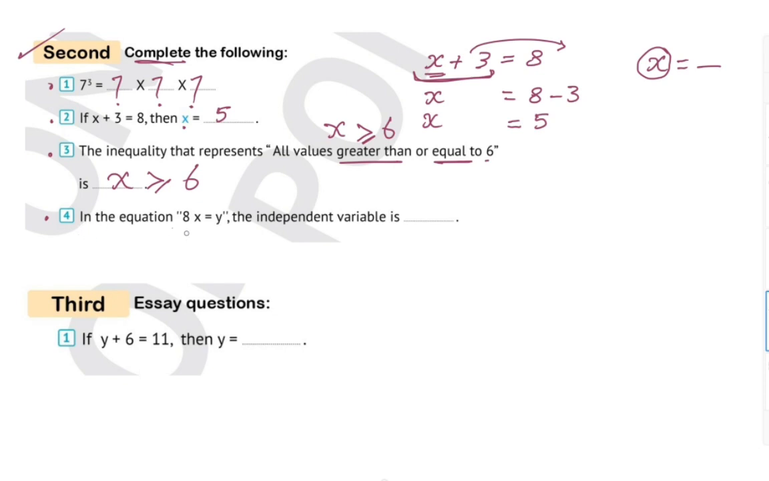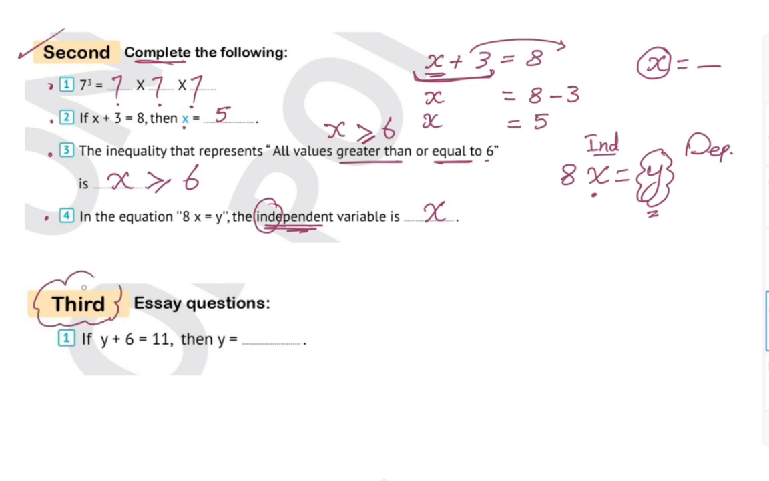In the equation 8x equals y, what's the independent variable? Note with me, 8x equals y. The variable that is alone is the dependent one, so y is dependent here, and the other variable is the independent. He asked us about the independent, so the independent is not y, of course, it is x.